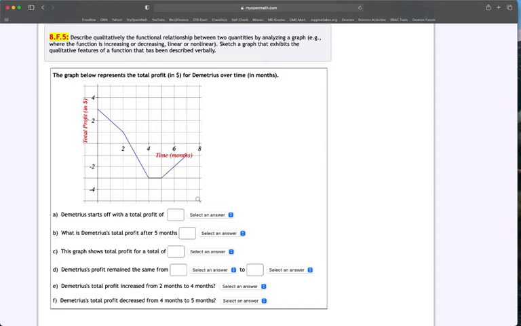So as we can see here, the graph in this problem represents the total profit in dollars for Demetrius over time in months. So the first part that we're supposed to answer is Demetrius starts off with a total profit of blank. Well, that's essentially asking for the initial value, which happens to be right there. And so that would mean that Demetrius started off with $3. So let's go ahead and fill in that value.